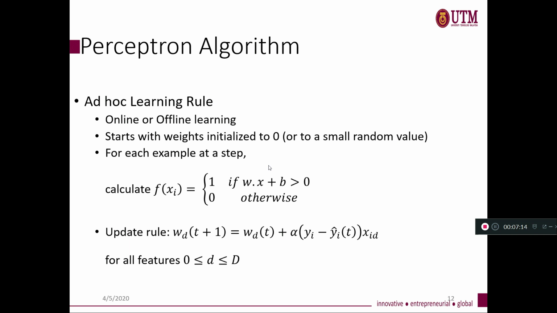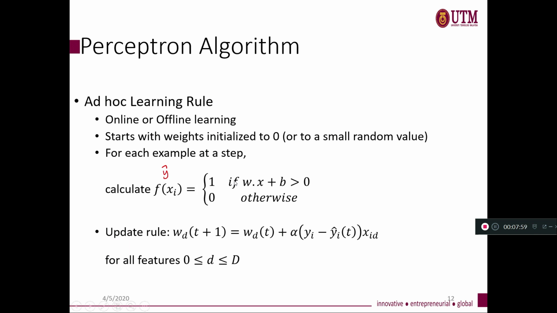It's online, and they call it the ad hoc learning rules, where it's actually online and offline learning. Start with the weight, initialize with 0. Again, the weight is your theta. Just remember that. So that is the algorithm or pseudocode on how to do the perceptron algorithm. For each example at a step, you will calculate the f here. Of course, this is your y hat.